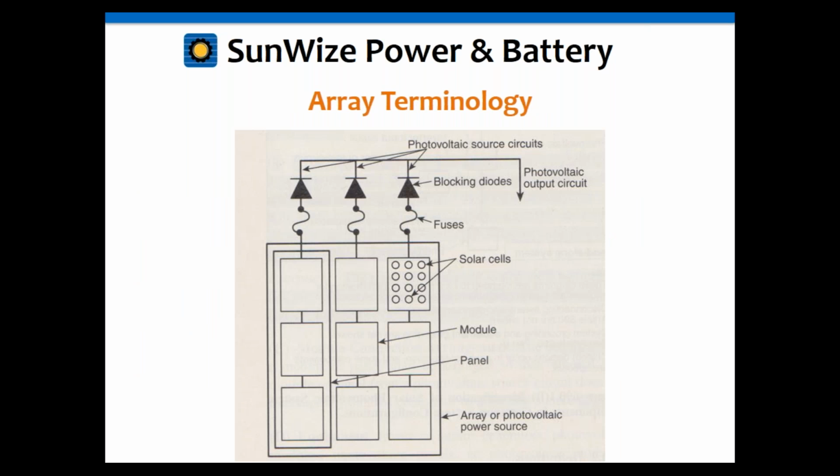This is just a quick diagram, and this is all going to be coming from the National Electric Code. I took this strictly out of the NEC because that is kind of the standard for this. You'll see from the diagram here that you've got blocking diodes, string fuses, solar cells, the module, the panel, and the array.